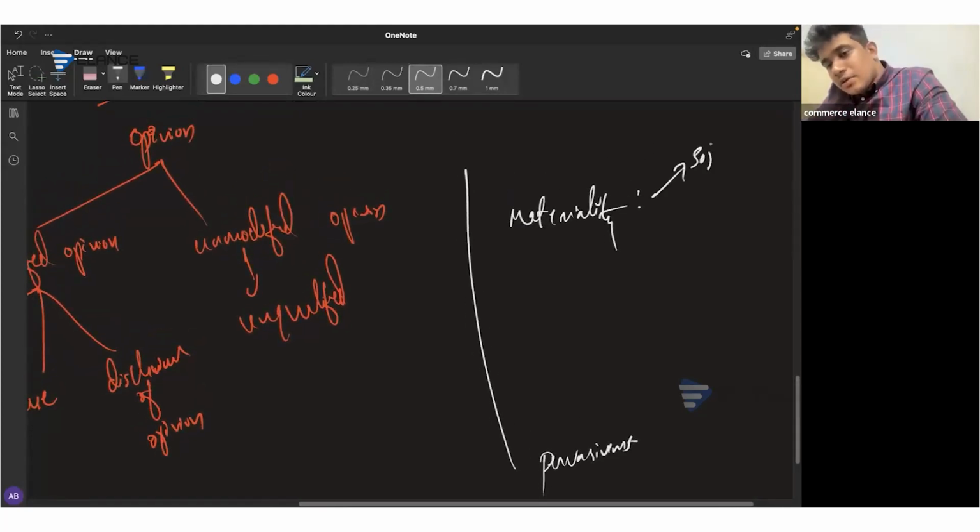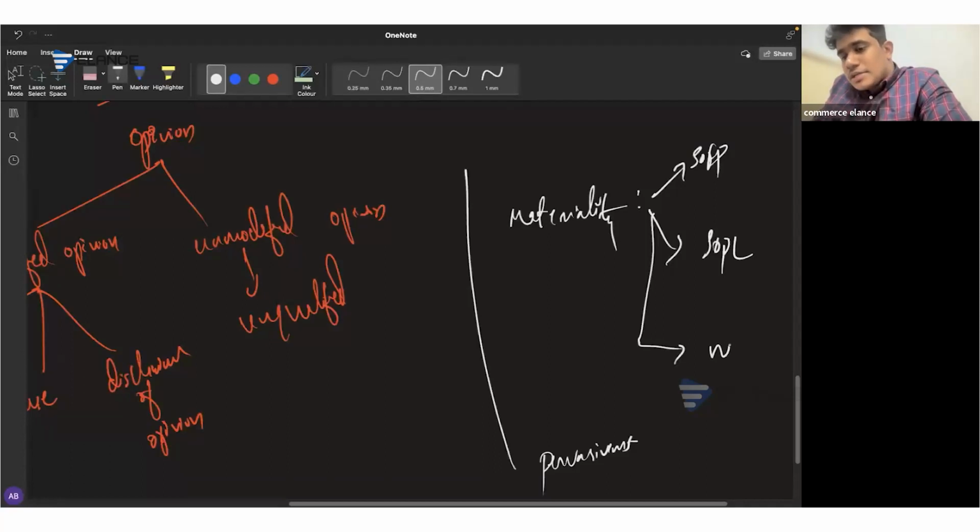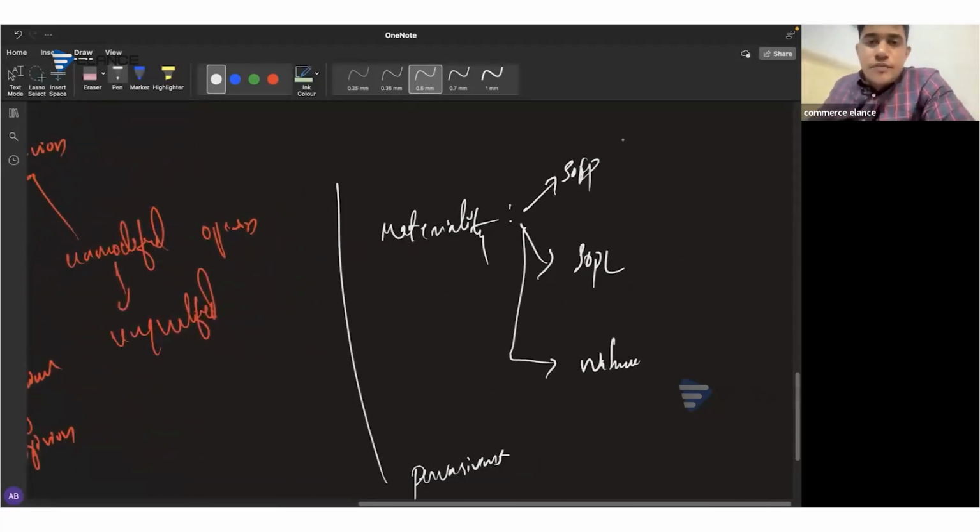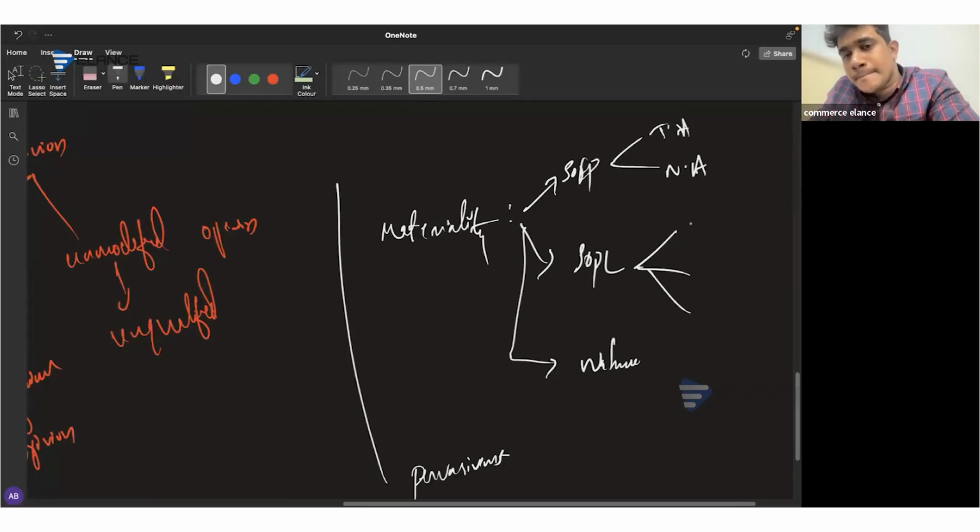Either we can calculate it on the basis of elements of statement of financial position, or on the basis of statement of profit or loss, or we can also consider the nature of the materiality. On the basis of SOFP, the elements are total assets and net assets. And when it comes to SOPL, we'll consider revenue, profit, and gross profit, right?